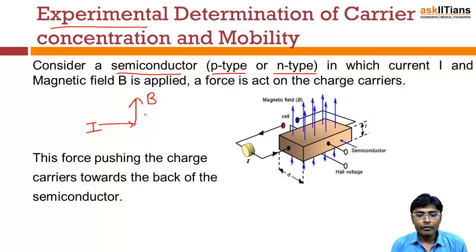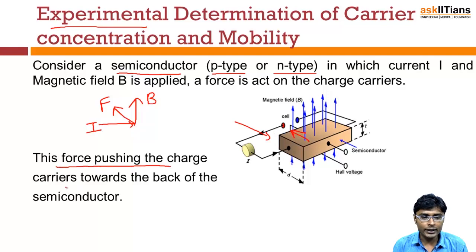One more thing, whenever the current and magnetic field are present, then a force acts on the charge carriers and the force is perpendicular to both of them and is determined using the right hand thumb rule. So the force will be in the back direction. If a semiconductor device is placed in this way, the force will be from front to back side. So this force will be pushing the charge carriers towards the back of the semiconductor.